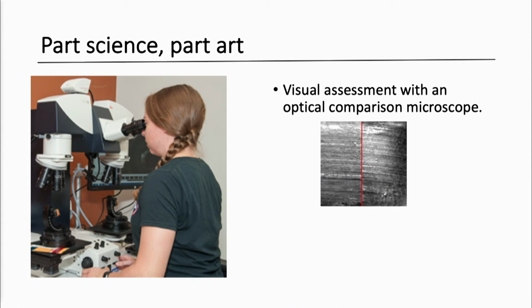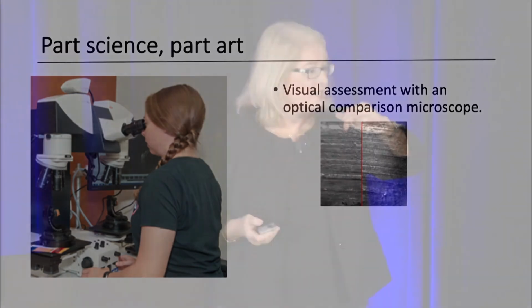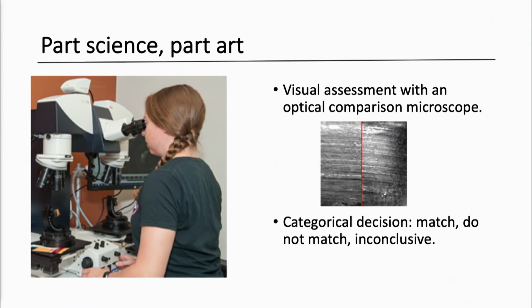And what I'm showing you there on the other figure, the red line separates the two images. And the striations, what they look at is to see how many of those cut across. And so they say, oh, there's 7 striations that cut across, match. Or there's no striations that cut across, no match. So the conclusions that they make are purely categorical. Match, do not match, inconclusive. And those decisions are completely subjective.